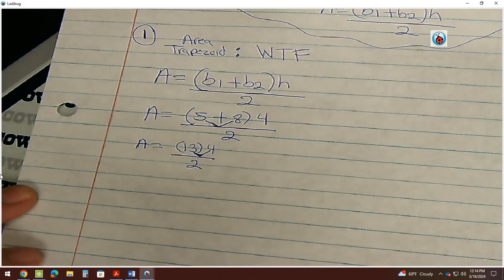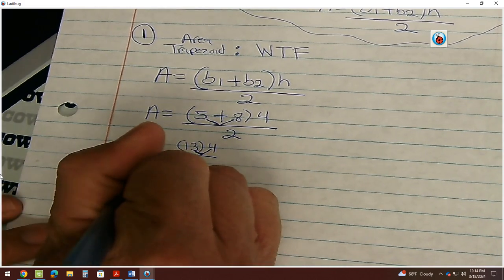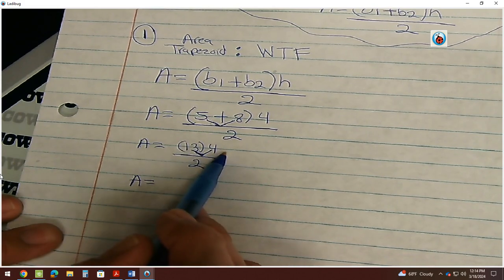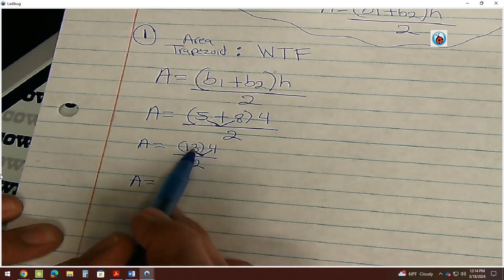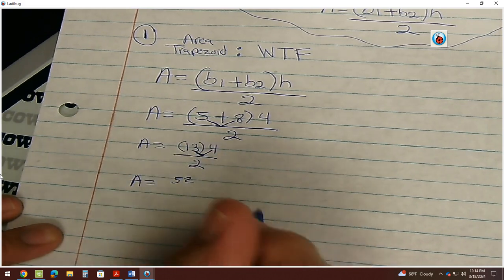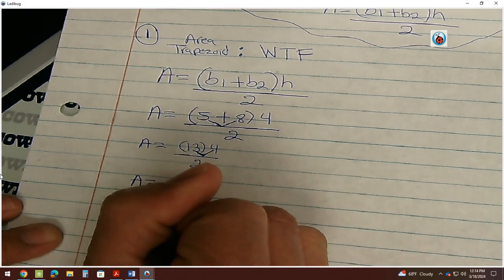Go ahead and calculate that in the calculator. 52. How much did you get? I got 52. What does that number next to parentheses mean? Multiply. So 13 times 4. How much did you get? 52. Now bring everything down. Don't forget about the 2.